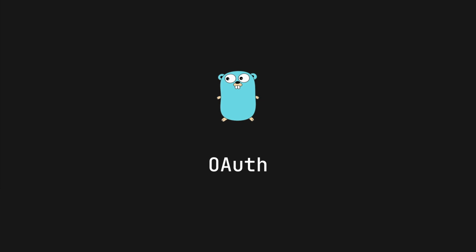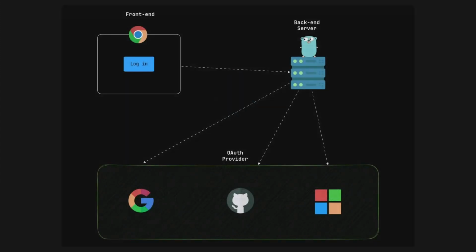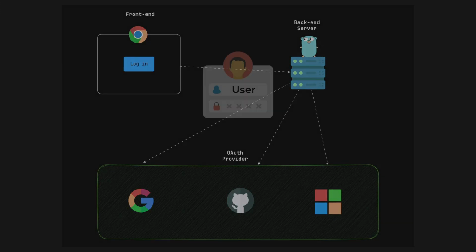If you click on this video, you may have the basic idea about OAuth or Open Authorization. OAuth is a simple protocol to authenticate your user through third-party providers. Google, Microsoft, Facebook, GitHub are all examples of OAuth providers.